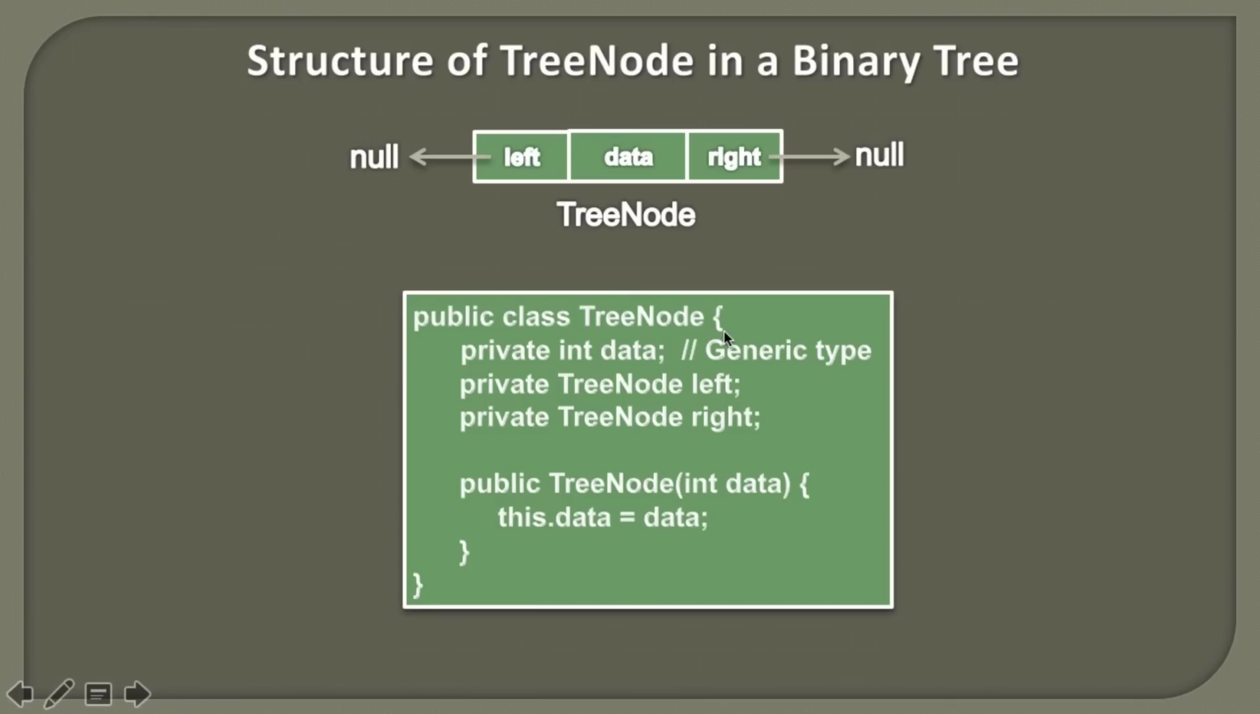Moving ahead. As we discussed in our previous slide, a binary tree is basically represented internally through a tree node. The structure of a tree node is something like this: it contains data, a pointer to the right tree node, and a pointer to the left tree node in an actual tree. Below you can see the Java code for representing a tree node.